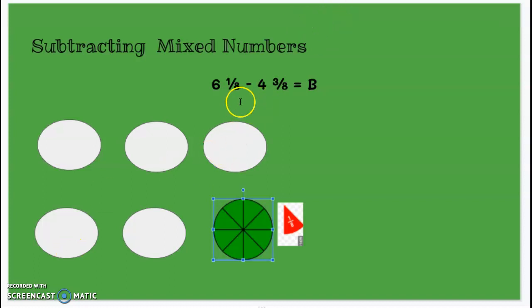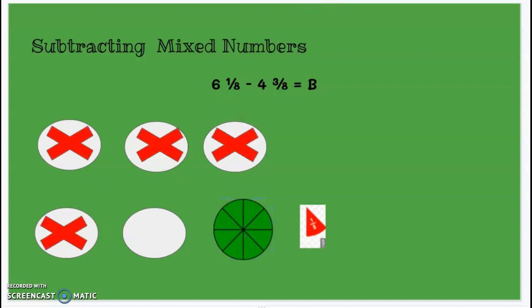I need to take away 4 wholes and then 3/8. So I'm going to start with my 4 wholes, and now I need to take away 3/8. I'll take away 1/8, 2/8, and 3/8. Looks like I'm still left with 1 whole, and then I need to think, how many eighths do I have? Let's count. 1, 2, 3, 4, 5, 6. 6/8. So my answer is 1 whole and 6/8.